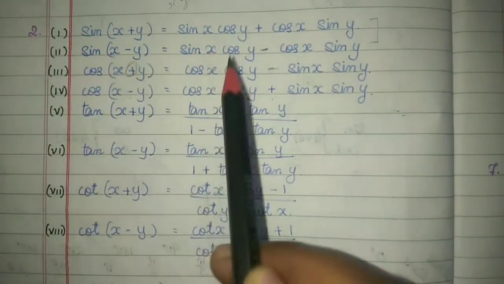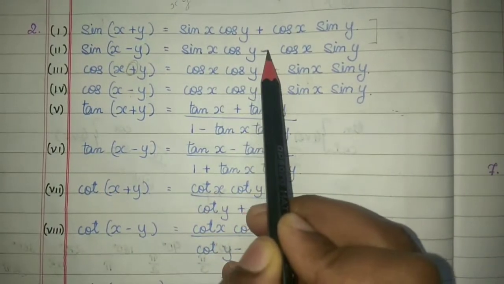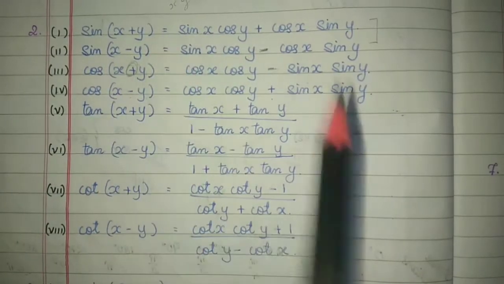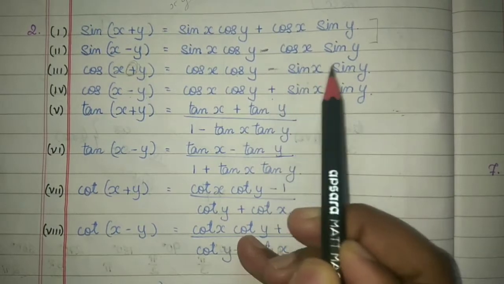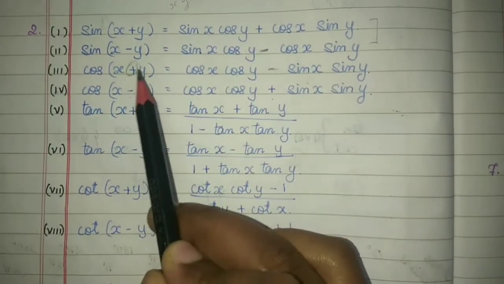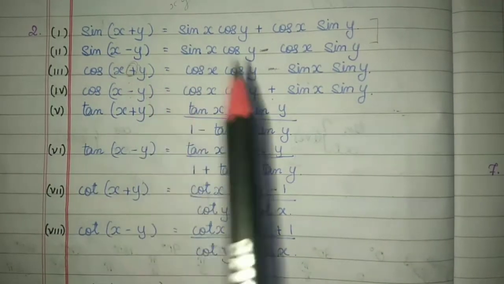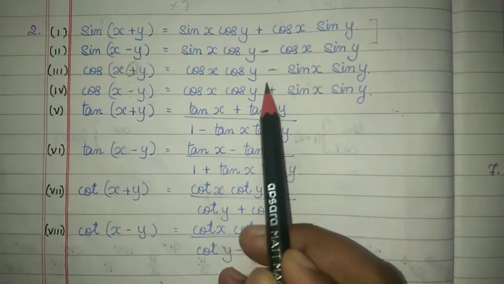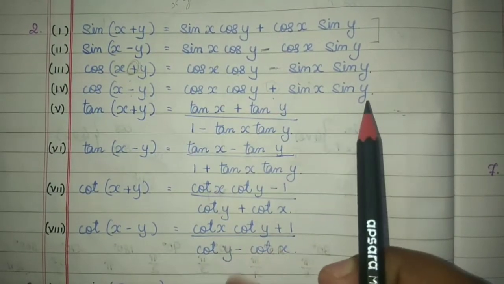If it is sin x minus y, then it is the same formula, but only the operation here will be changing. And for cos, it is just the opposite. So cos x cos y minus sin x sin y if the angles are added. If the angles are subtracted, then it will be positive over here. So that is cos x cos y plus sin x sin y.